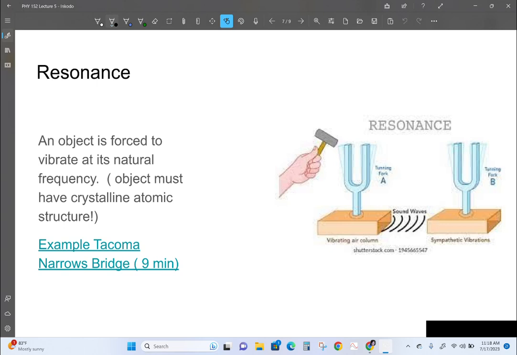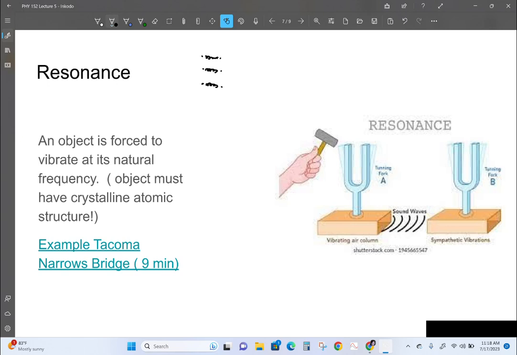All right, so now let's talk a little bit about something called resonance. Resonance is due to the fact that objects that have a crystalline structure tend to want to vibrate at natural frequencies, because if you look at their atomic structure, they have a repeated atomic structure that looks the same, and the atoms are connected by chemical bonds that act like little springs.